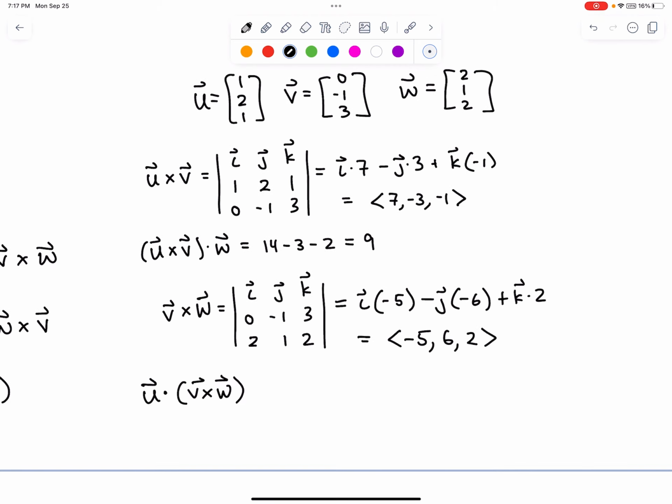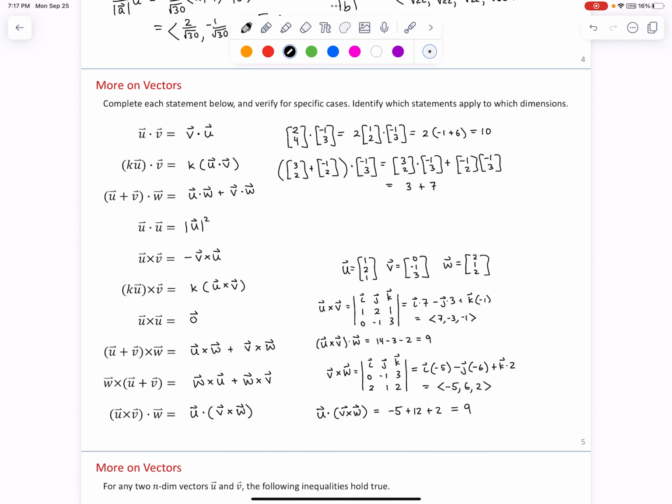Now let's dot this result with the vector u. So I'm going to multiply the first component of vector u with the first component of v cross w and get negative 5. And then we'll do 2 times 6, which is 12, and then 1 times 2, which is 2. So we had negative 5 plus 12 plus 2, which also gives me 9. Okay, let's go to the next page.